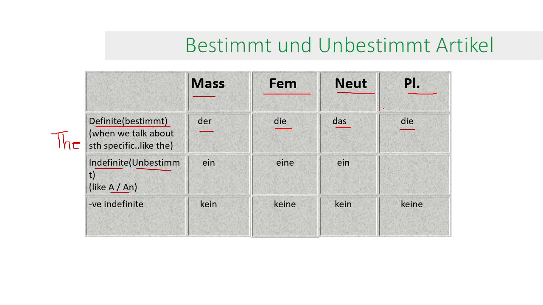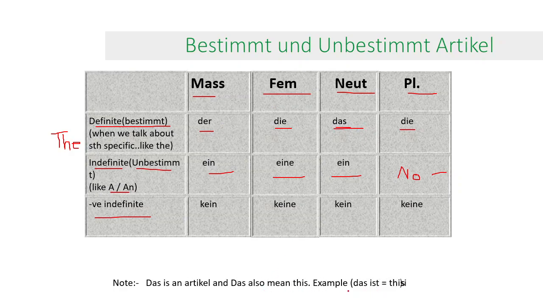We check the gender of that noun: ein, eine, and here no article, blank. For negative, kein. If we need to negate anything, not. Das is used for the, and if there is a das ist in a sentence, then this is. Das is an article, and also das means this. Das ist, this is. Das Auto, the car.